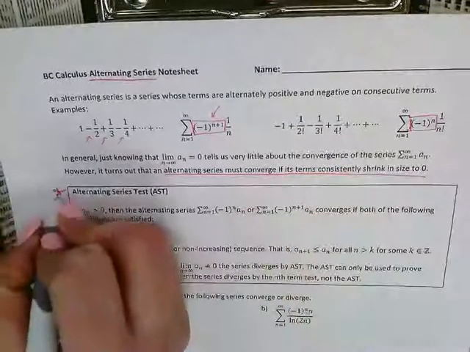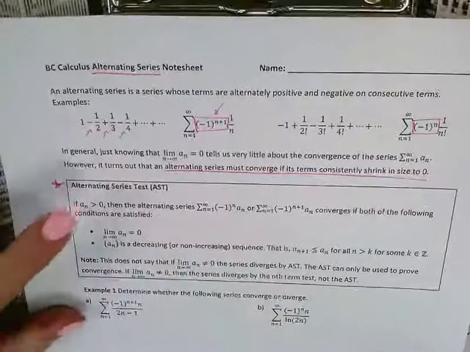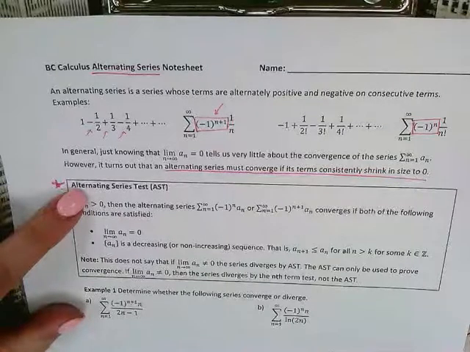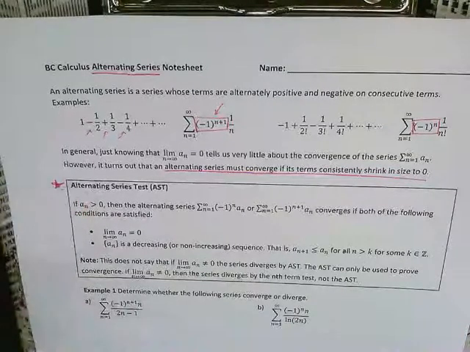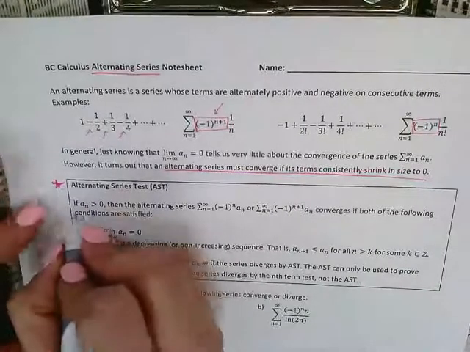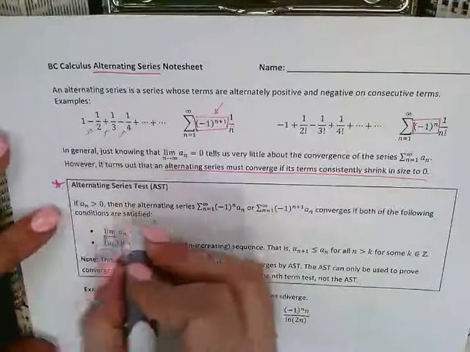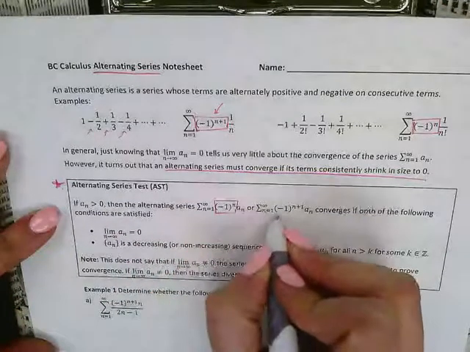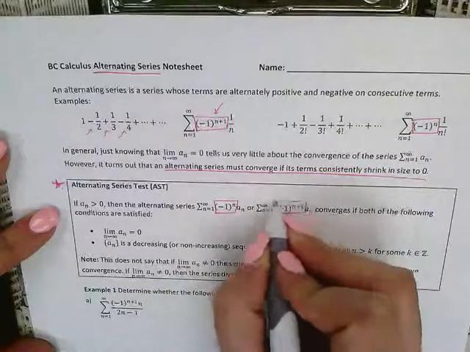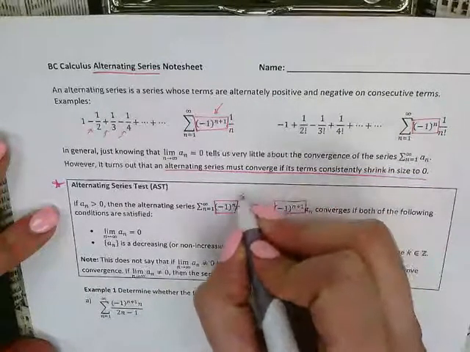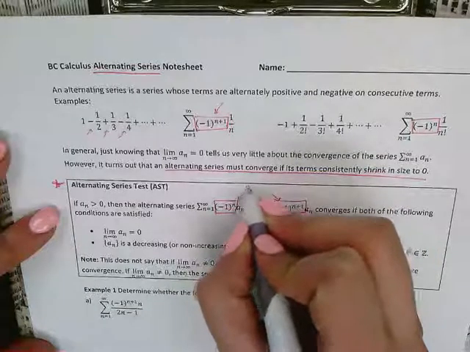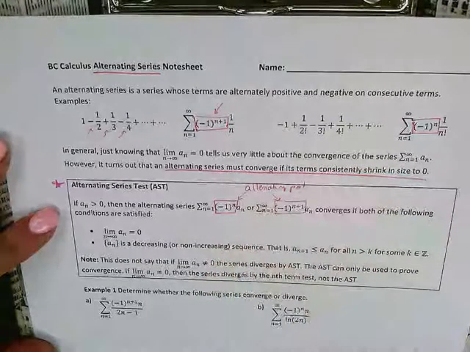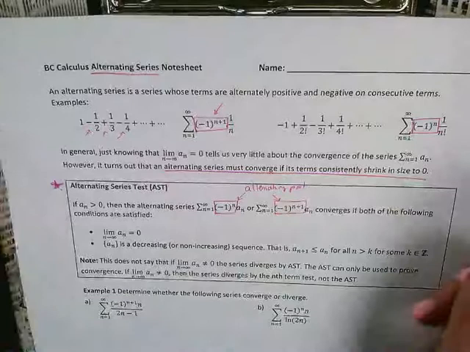So this is what the alternating series test tells us. First of all, the alternating series test only tells us that it converges. It doesn't tell us anything about divergence. Other tests we use for divergence, and you'll see what I mean in a second. All right, if a_n is greater than 0, then the alternating series, and the reason we know it's alternating is because of this part or this part, this is the alternating part, which tells us that we can use the AST, or the alternating series test.